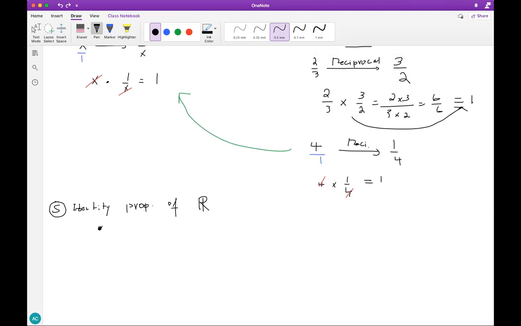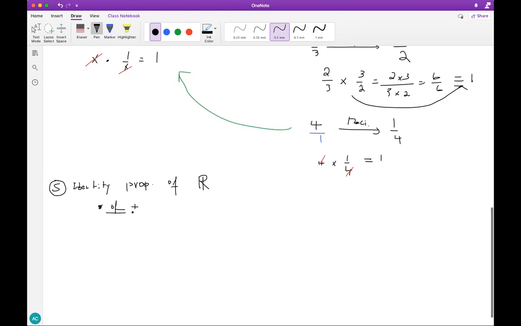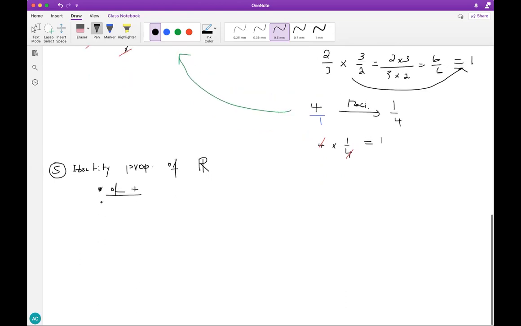For this one, we also have 2 of them. We have the one of addition, as well as one for multiplication. So let's start with the addition one first. So identity property of a real number.